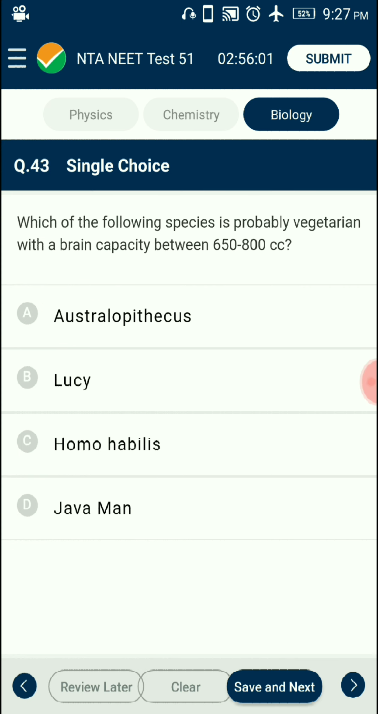Question number 43. Which of the following species is probably vegetarian with a brain capacity between 650 to 800 cc? Homo habilis is considered the first human-like hominid in the evolution of man. It had a brain volume of 650 to 800 cc and mostly did not consume meat. It is also known as handyman as they were found to use stone tools. So the answer is option C, Homo habilis.